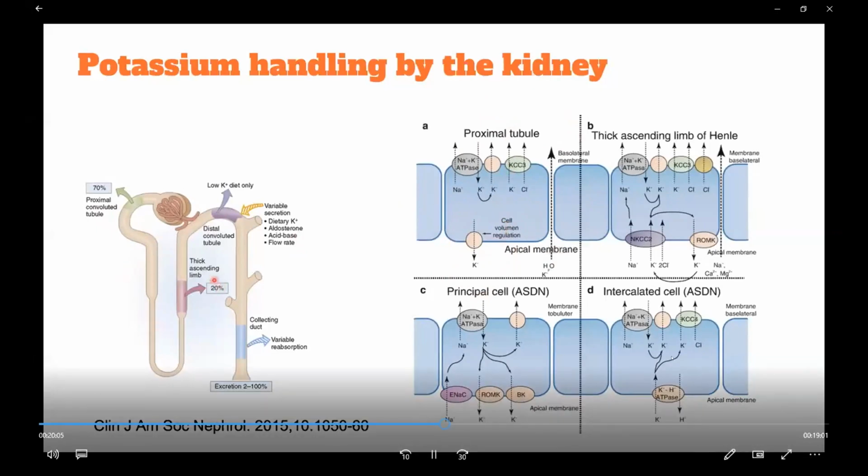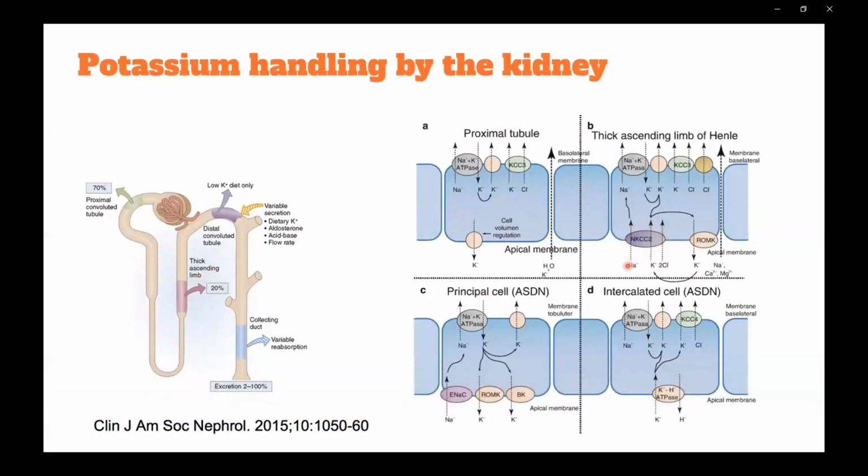The remaining 20% is reabsorbed at the thick ascending limb of the loop of Henle. Now, this is through the NKCC channel here, which, as we just saw, along with sodium and 2 chloride, also reabsorbs potassium. It takes in potassium through this NKCC channel. And then in the basolateral membrane, where we have the sodium potassium ATPase and the KCC channels, through this potassium is subsequently sent into the blood. So this is the mechanism by which potassium gets reabsorbed at the TAL site.